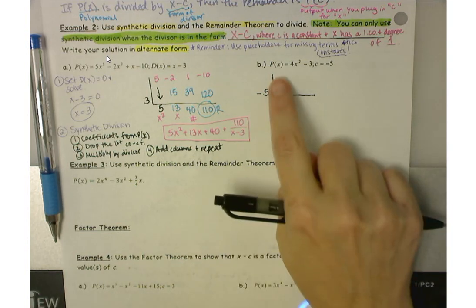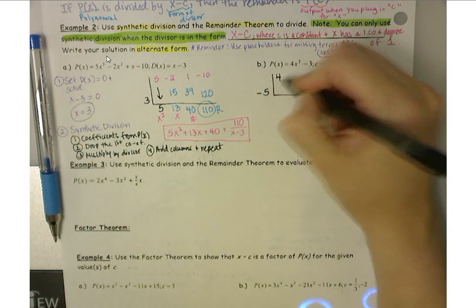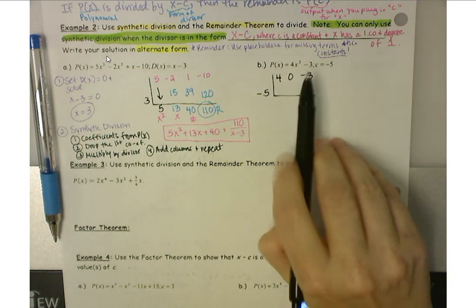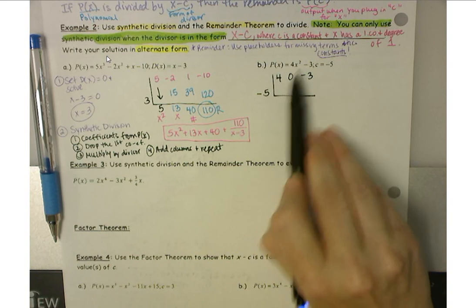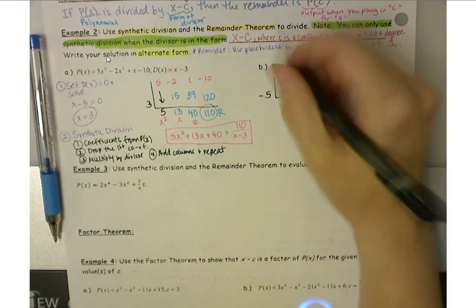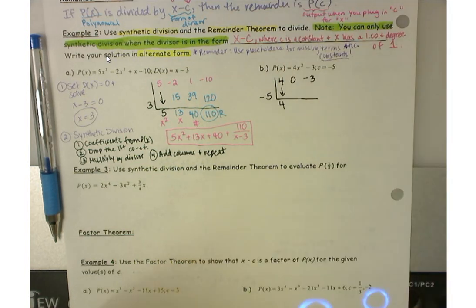Corbin, what are my coefficients going to be at the top? 4, 0, and negative 3. Good. And why do we have to put a 0 in? For the x value. Good, for the x value. So I have x squared, don't have an x, so it's 0, and then I have negative 3. So I'm going to drop down the 4. And then see if you guys can do that.